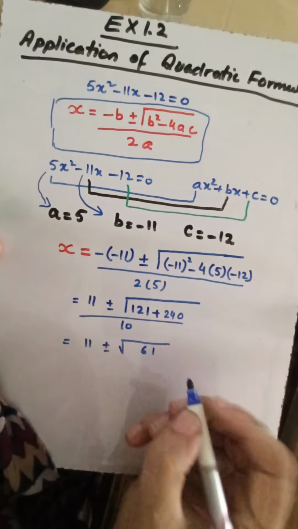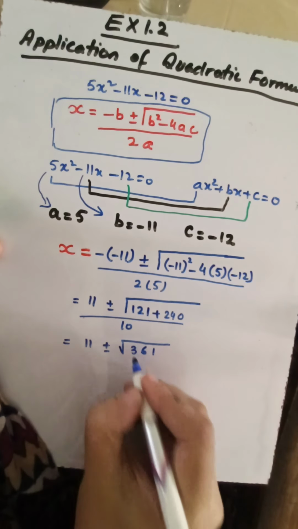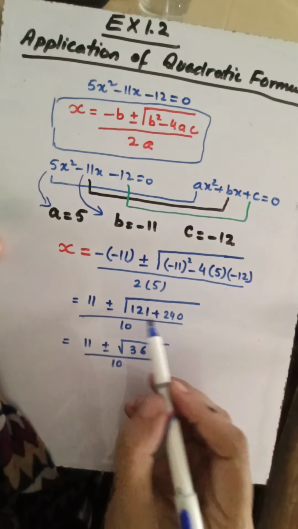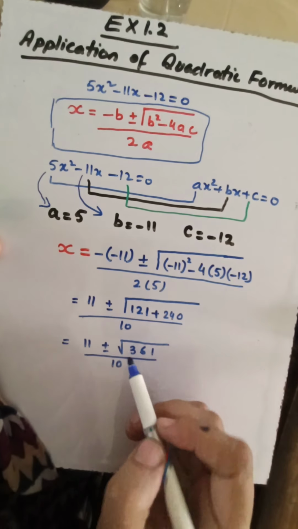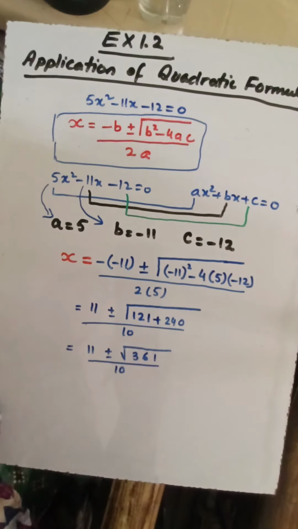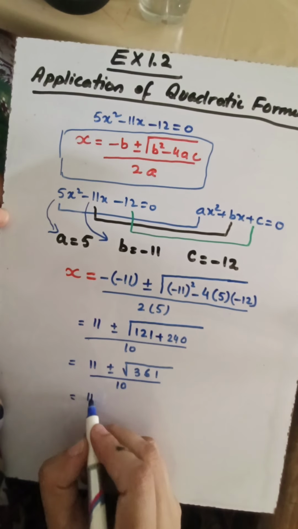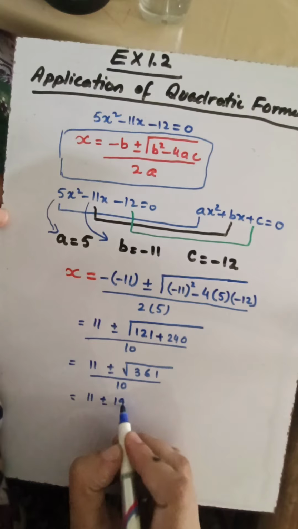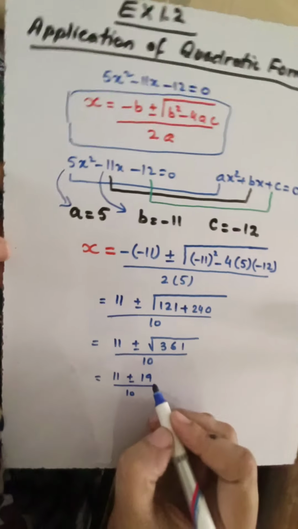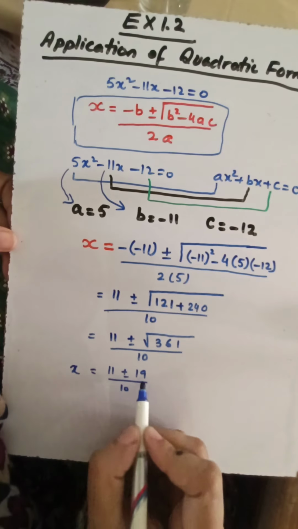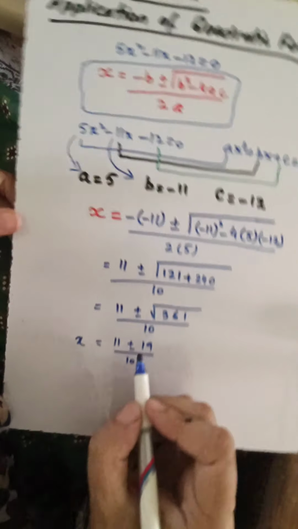Now adding these two, 121 plus 240, what we are going to get is 361. Now we know 361 is the square of 19, so 11 plus minus 19 over 10. So x has two values, 11 plus 19 over 10 and 11 minus 19 over 10.